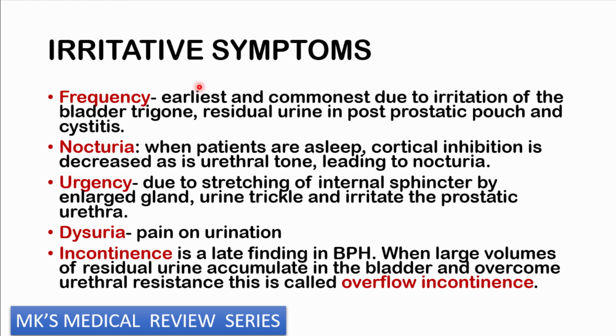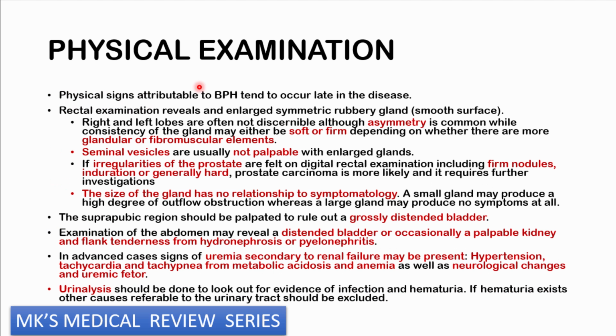Then urgency, which is obviously due to stretching of the internal sphincter by the enlarged gland. So urine is going to trickle and it's going to irritate the prostatic urethra. Then you may get dysuria, which is pain on urination, because there is this high pressure that you're pushing against, so there will be pain. And then of course you may get incontinence, which is a late feature of benign prostatic hypertrophy, when large volumes of residual urine accumulate in the bladder and have to overcome the urethral resistance, so you get a type of incontinence referred to as overflow incontinence.